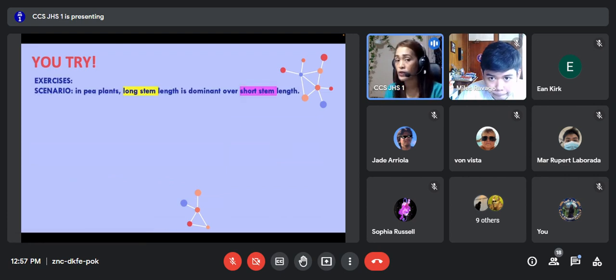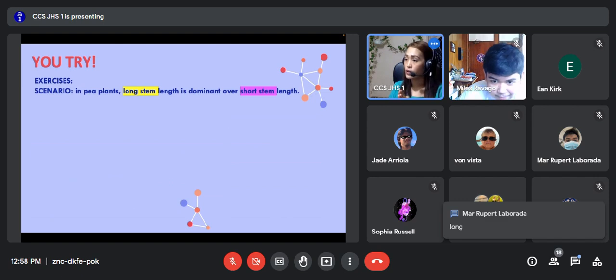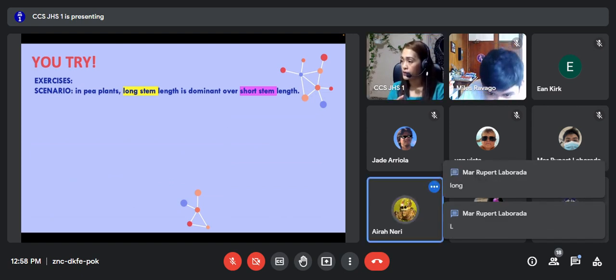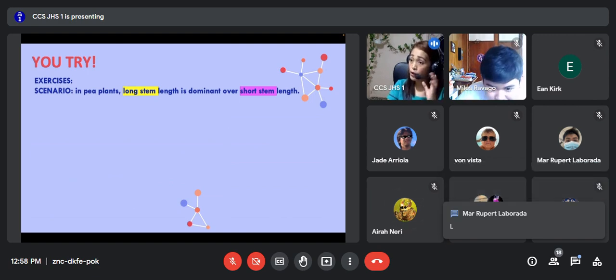Okay, let's really check if you understood. This time, we're talking about the length of the stem of the plant. What is the dominant allele? Long or short, based on the scenario? Long. So what's the first letter for our dominant? L. So that means our coding will use either capital L or small l.